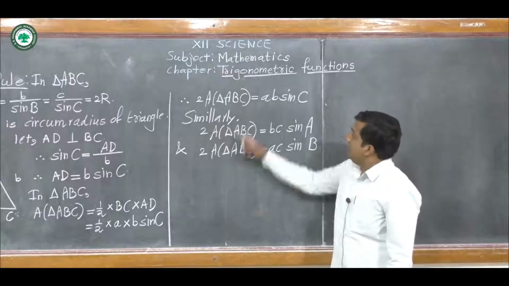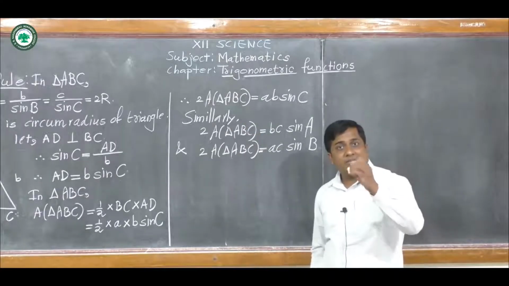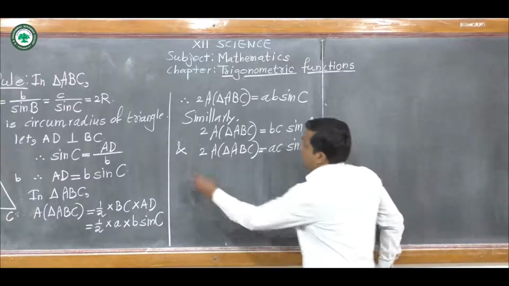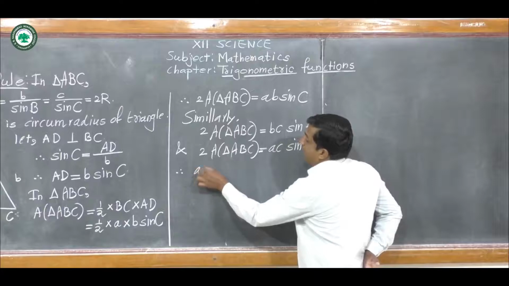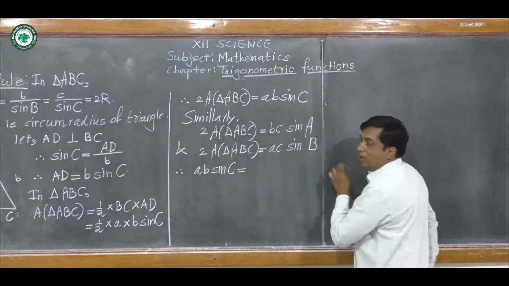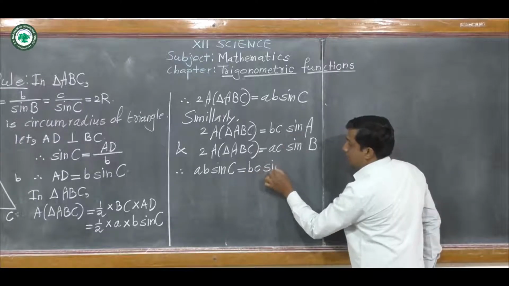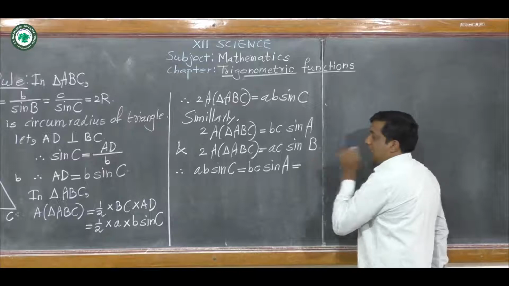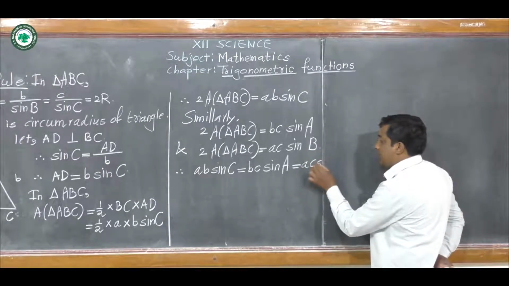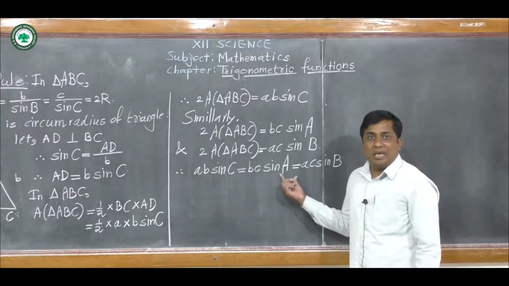Now in these 3 relations, LHS is the same. If LHS is the same, then RHS is also the same. Therefore, here I write AB into sine C is equal to, then in the second BC into sine A is equal to, then in the third AC into sine B. We get this relation.